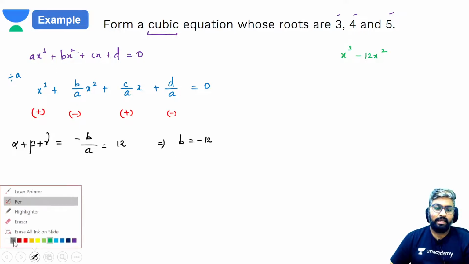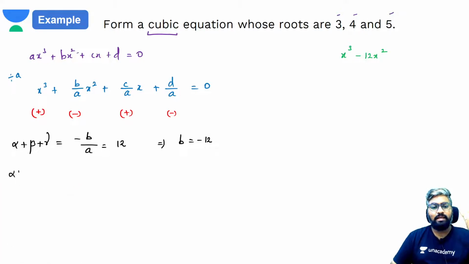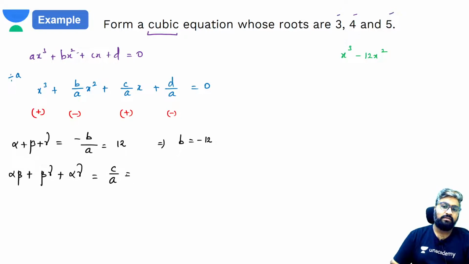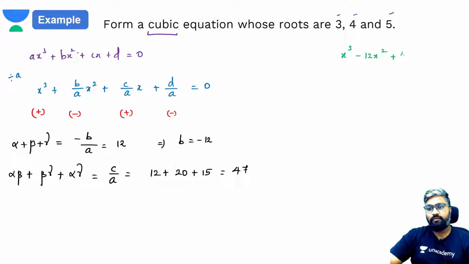Next, taking the roots 2 at a time, alpha into beta plus beta into gamma plus alpha into gamma. That is equal to c by a, positive. So 3 into 4 is 12 plus 4 into 5 is 20 plus 3 into 5 is 15. This is equal to what? 47. So c by a is positive 47. So it will be plus 47x.